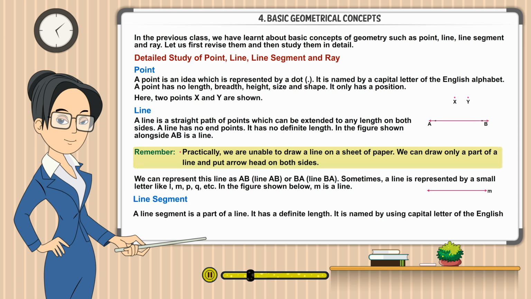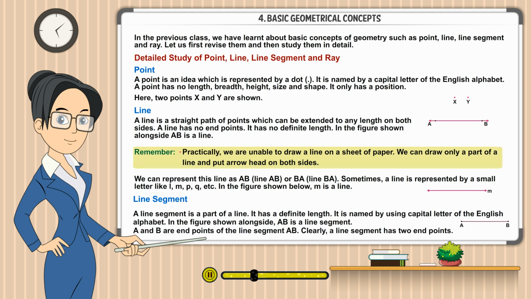Line segment. A line segment is a part of a line. It has a definite length. It is named by using capital letters of the English alphabet. In the figure shown alongside, AB is a line segment. A and B are endpoints of the line segment AB. Clearly, a line segment has 2 endpoints.